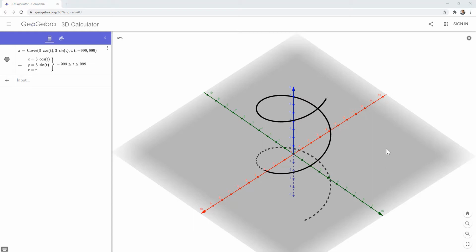Now the good thing about a program like this, which I didn't have to pay anything for, so it's quite a nice thing to be able to access just for free on the internet, is you can then move around.